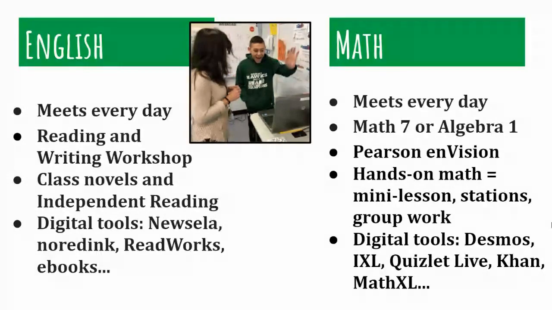For math, you will also meet every day. All 7th grade students will either be enrolled in Math 7 or in Algebra 1, and that placement decision will take place over the summer after we've reviewed your full Math 6 data as well as the Algebra 1 placement data. Math utilizes the Pearson Envision textbooks and online resources, which is what you're currently using in 6th grade. We also encourage hands-on math like mini lessons, station rotations, and group work, and a variety of digital tools such as Desmos, IXL, Quizlet Live, and more.